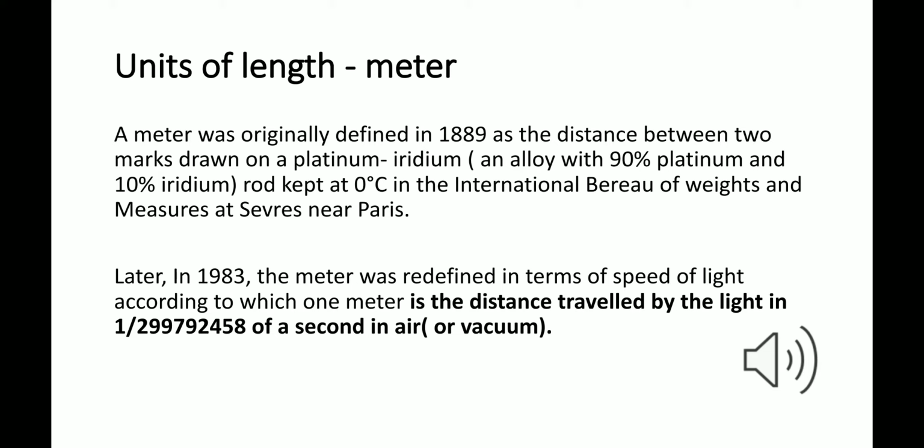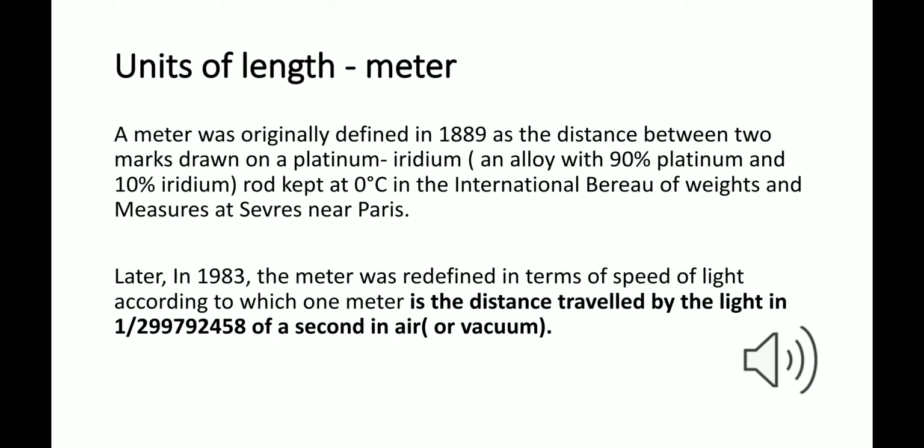According to it, a meter was originally defined in 1889 as the distance between two marks drawn on a platinum iridium rod. Platinum iridium is an alloy which is 90% platinum and 10% iridium. These two marks were drawn on this rod and kept at 0 degrees Celsius in the International Bureau of Weights and Measures at Sevres near Paris. So this was taken earlier.